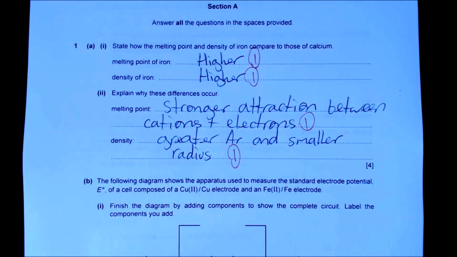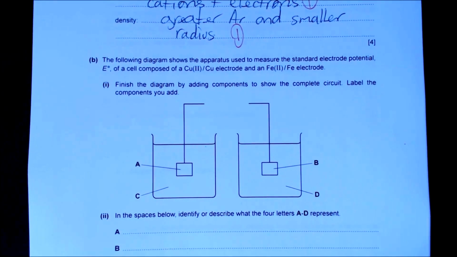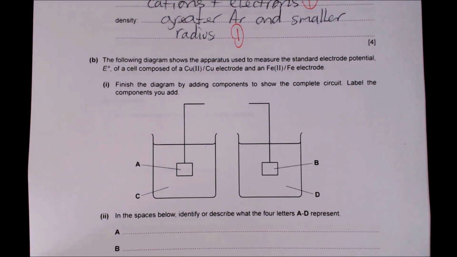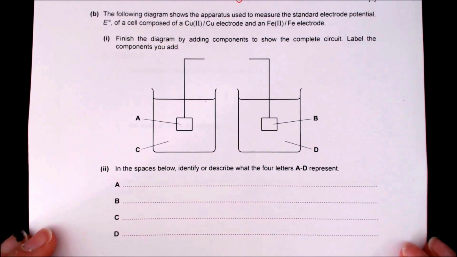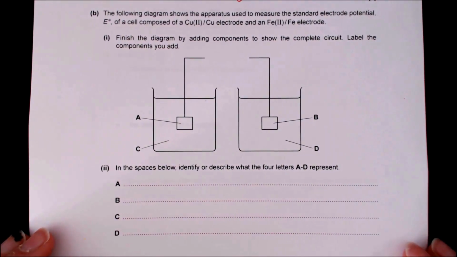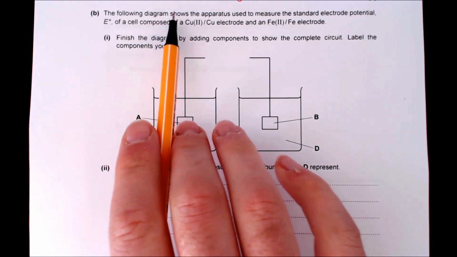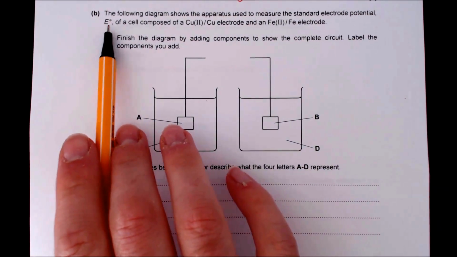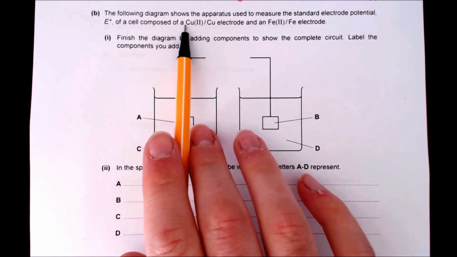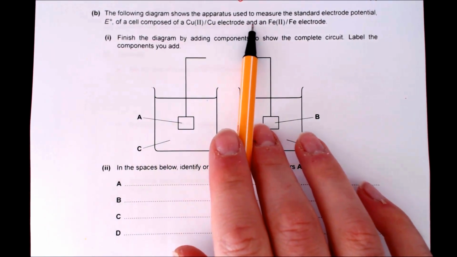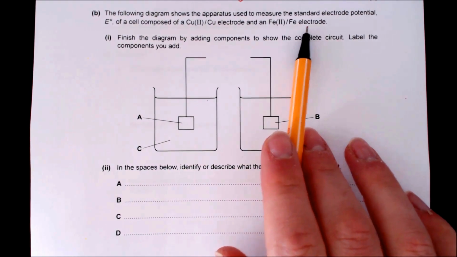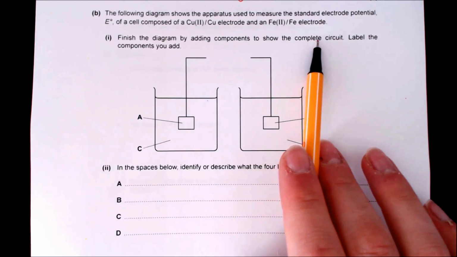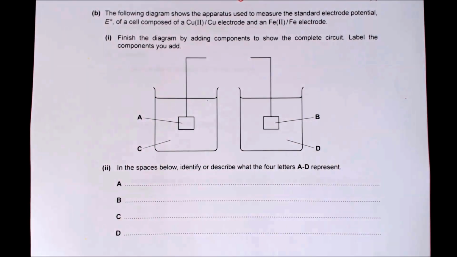Okay, right, so on to the next part. Okay, so this is B. So just nudge that up there. Right, so it says the following diagram shows the apparatus used to measure the standard electrode potential, E0, of a cell composed of a Cu2+ and Cu electrode and an Fe2+ and Fe electrode. It says finish the diagram by adding components to show the complete circuit. Label the components you add.